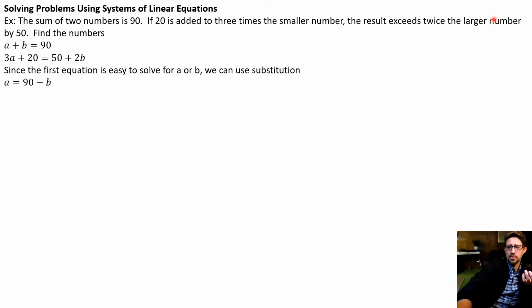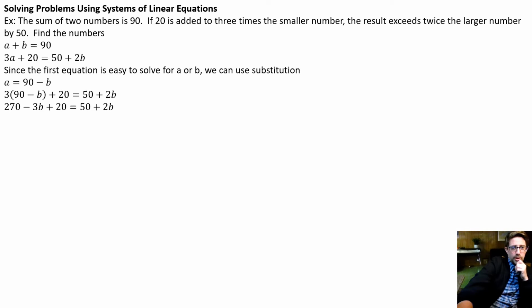Okay, and again, this is the part we've been doing, so you should be good at this. It's not terribly hard. So a is 90 minus b, stick that into equation 2. It's going to be 3 times 90 minus b, plus 20, equals 50 plus 2b. And the rest is just algebra 1. Distribute, combine like terms. I think in one move, I'll add this 3b over here, and I'll subtract this 50 over here. 5b equals 240, divide by 5.